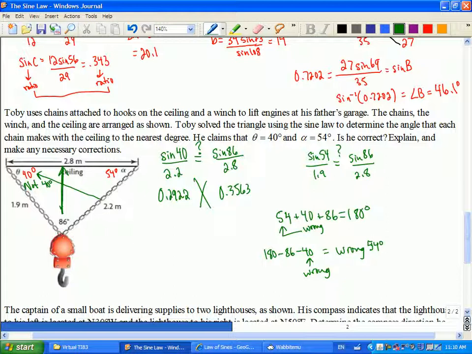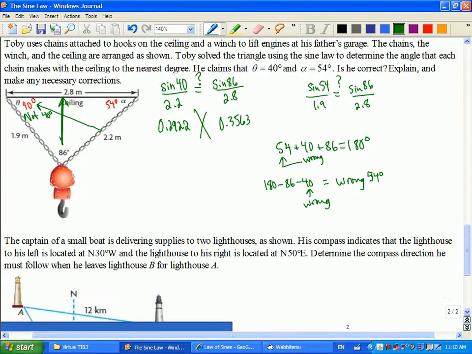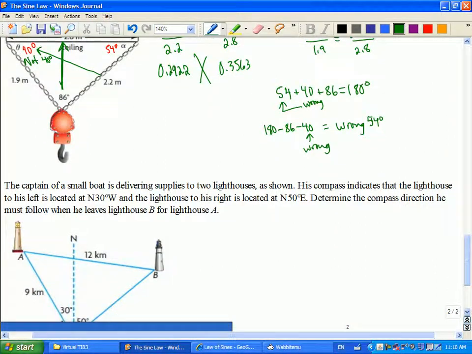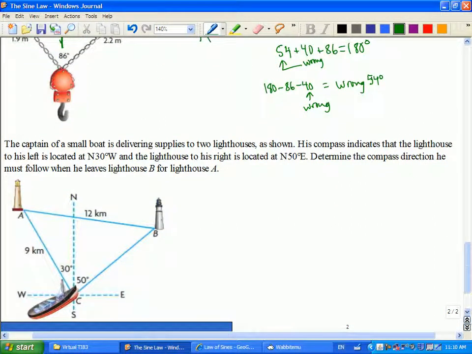All right, so the last question here, a small problem for you to think about. And again, if you're not one who wants to write down the words, then you at least need a picture on your page. It says the captain of a small boat is delivering supplies to two lighthouses as shown. His compass indicates that the lighthouse to his left is located north 30 degrees west, and the lighthouse to his right is located north 50 degrees east. Determine the compass direction he must follow when he leaves lighthouse B to head for lighthouse A.